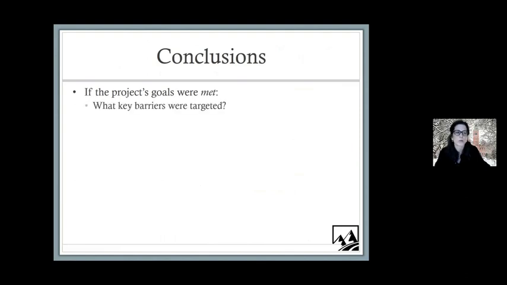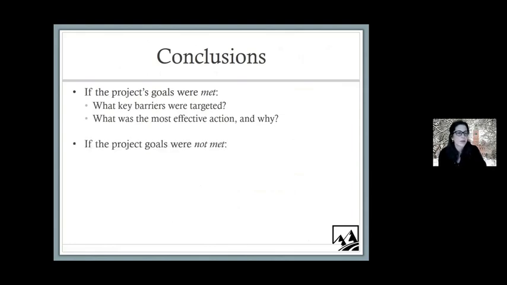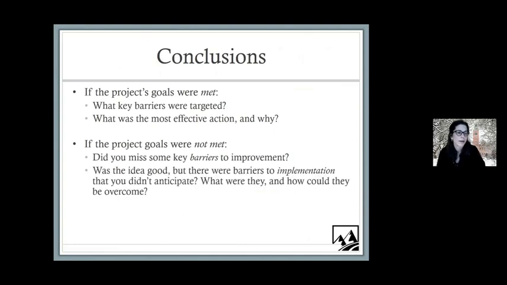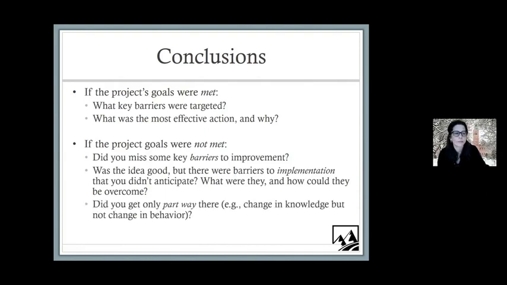Were the project's goals met? What key barriers were targeted? What was the most effective action and why? If the goals weren't met, did you miss some key barriers to improvement along the way as a team? Did you miss an opportunity to do a mid-course correction, and why? Maybe it was a good idea, but the barriers to implementation that you didn't anticipate were significant. So what were those, and how can they be overcome?